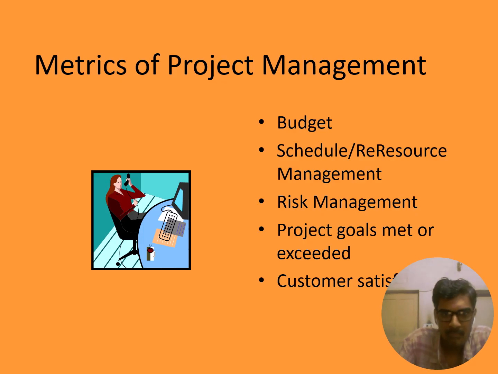Next, metrics for project management. So there are many metrics out there for project management. They're segregated into budget, schedule, resource management, risk management, project goals, customer satisfaction. And metrics here would be budgeted cost of work scheduled, budgeted cost of work performed, actual cost of work performed, budgeted completion cost, cost performance index, estimate at completion. These are some of the examples for project management metrics.